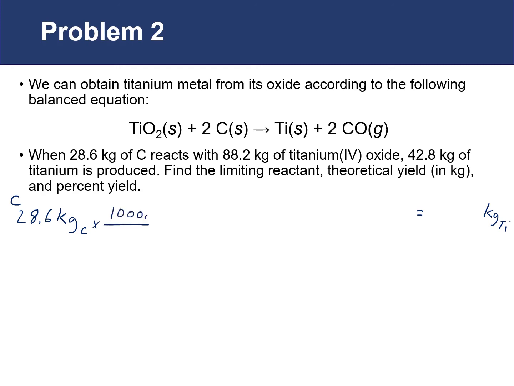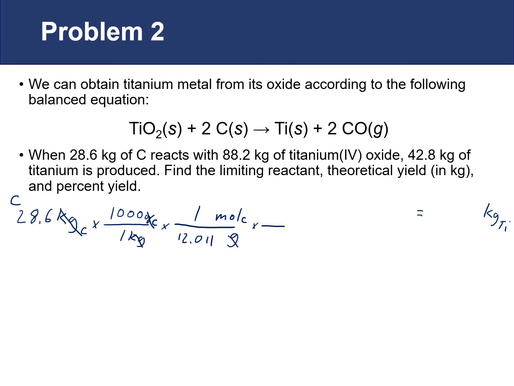1,000 grams is equal to 1 kilogram. That will cancel that out, and we'd be left with grams of carbon. We can then multiply this by our molecular weight with moles on top, grams on bottom. 1 mole is 12.011 grams. Our grams cancel out, and we'd be left with moles of carbon.